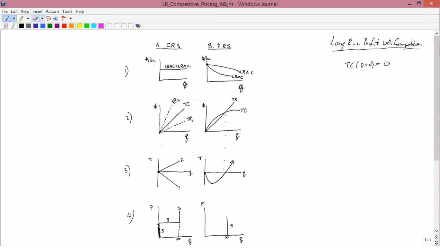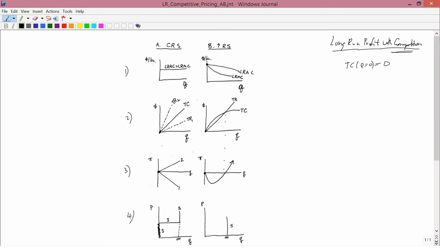So for case B, row number 1 has falling long-run average cost, and that corresponds in row number 2 to a total cost function that is concave. For example, lines from the origin look like this, like this, like this. And so that would be falling average cost, and that's exactly what we have in row number one. So I drew total cost correctly. Total revenue for competition, which we're always talking about here, is a straight line starting from the origin because price is constant. So that explains row number two in column B.